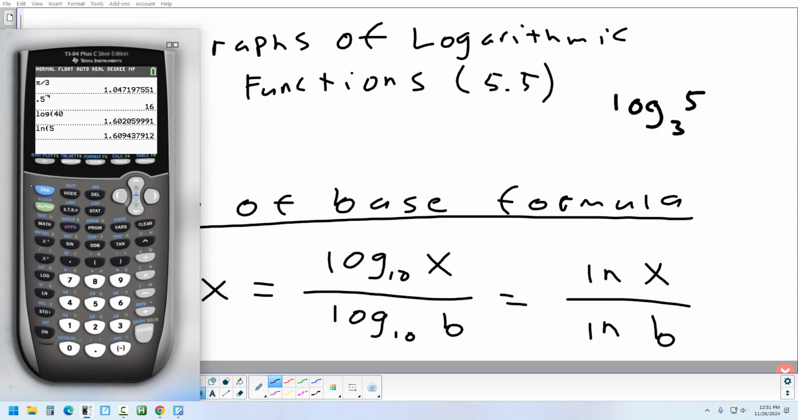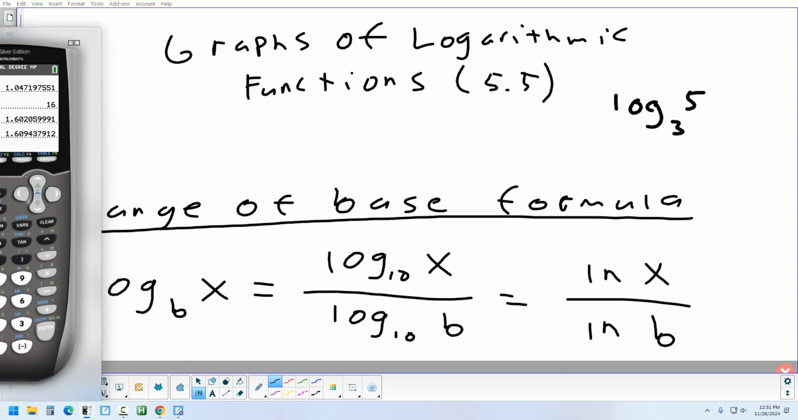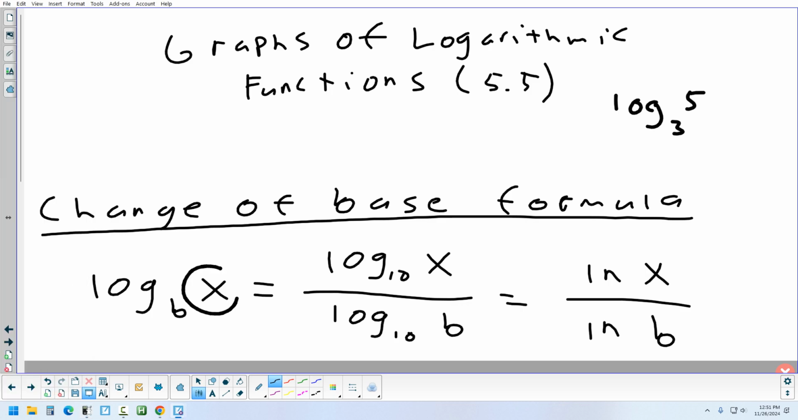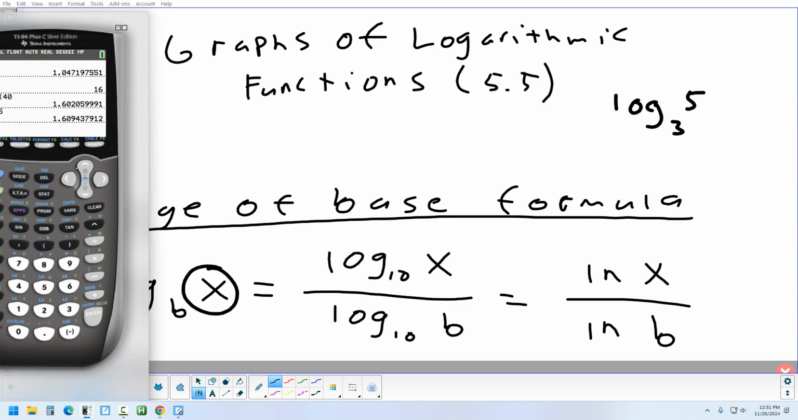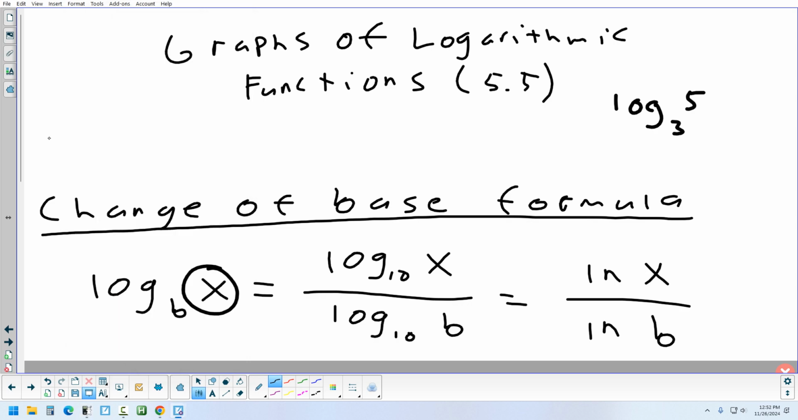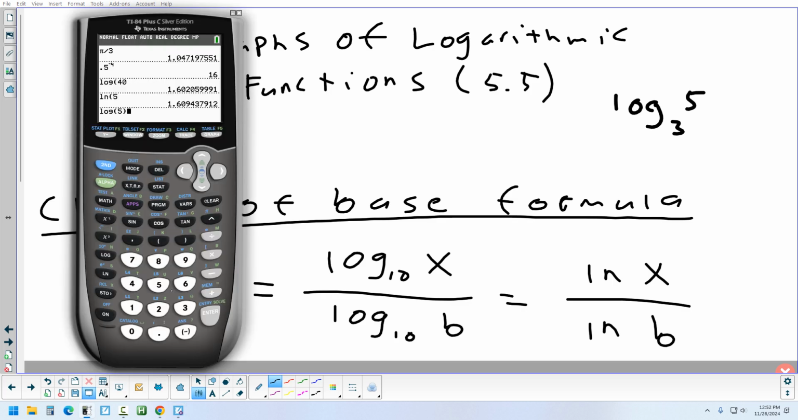So one way that you can type it in is the common log of the argument. So start with that number. Type in log 5 divided by the log of the base. So in this case, log 5 divided by log 3. And we get about 1.46.